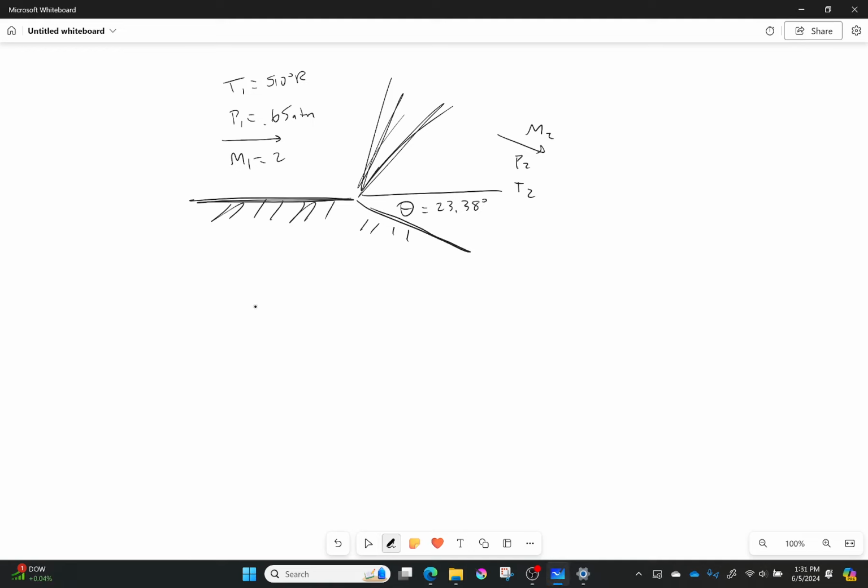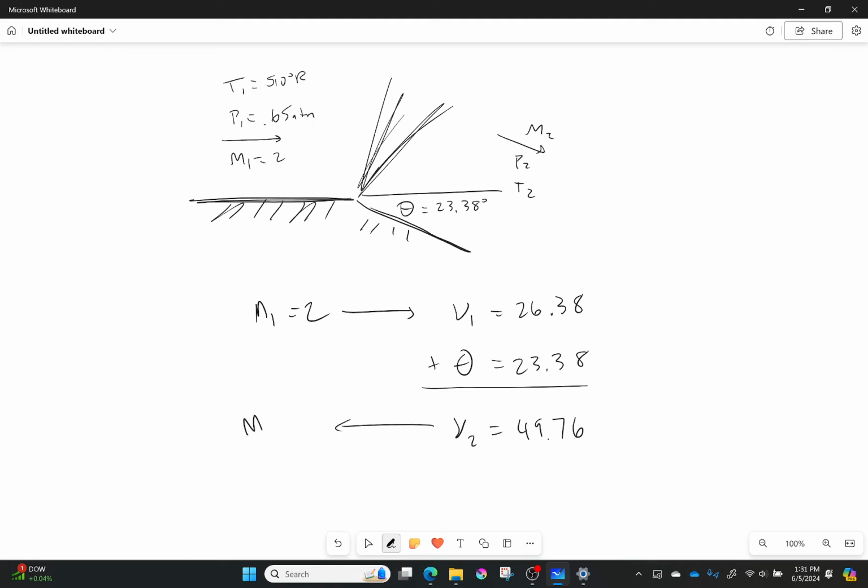So M1 equals 2, which means the Prandtl-Meyer function is equal to 26.38. I need to get my second Prandtl-Meyer function, and to do that, I add my deflection angle. So that's equal to 23.38, which gives me a second angle of 49.76. And from that, I'm going to get M2 by once again going back to that same appendix.